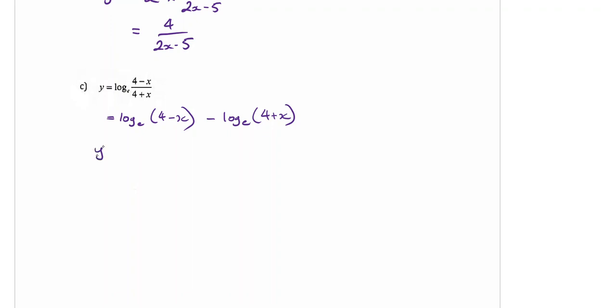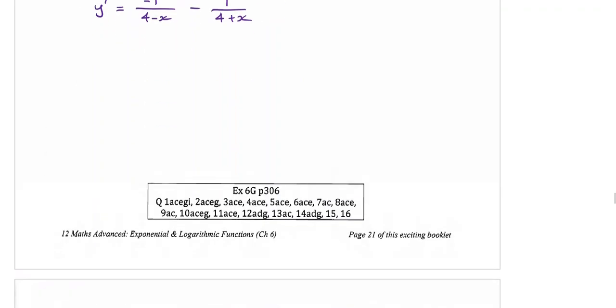Okay, y dash equals, for the first one, the 4 minus x is the function on the bottom. The derivative of that is negative 1. And then minus, let's do the second one. 4 plus x is the function, and the derivative of the 4 plus x is 1. That's it. Okay, so that is 6G.